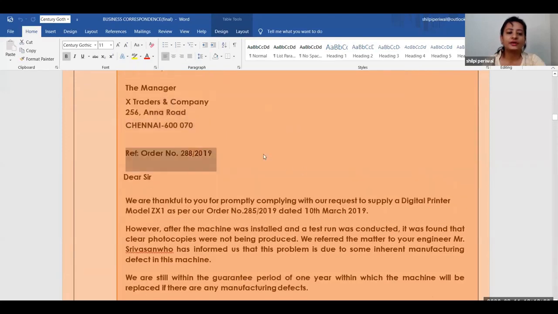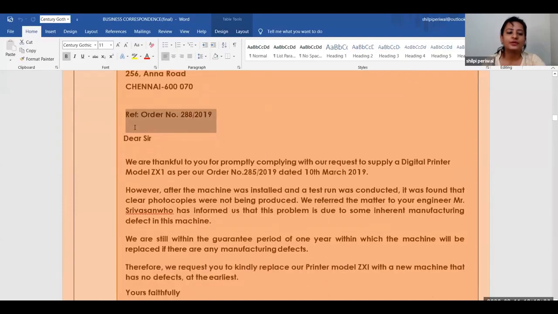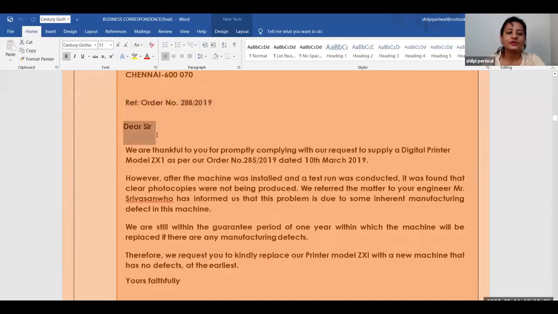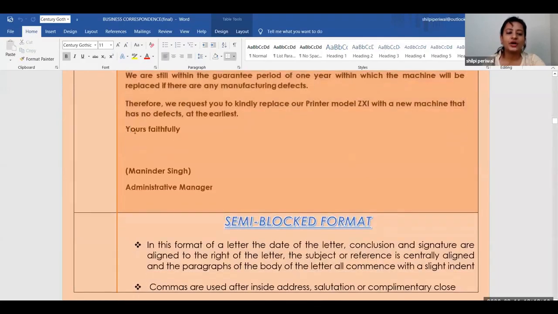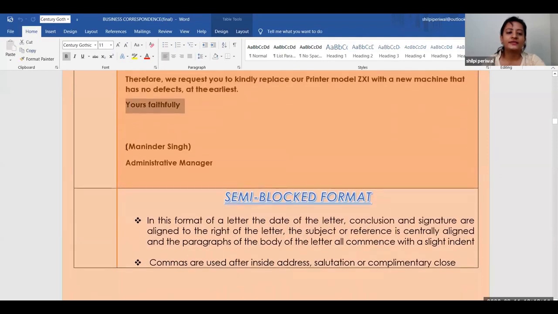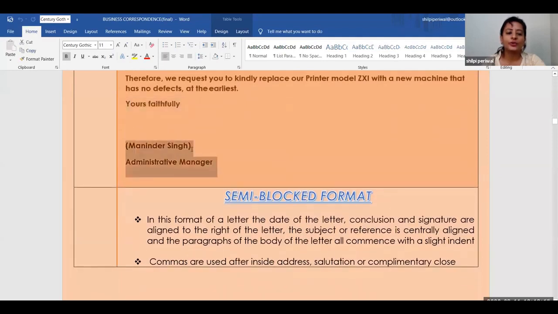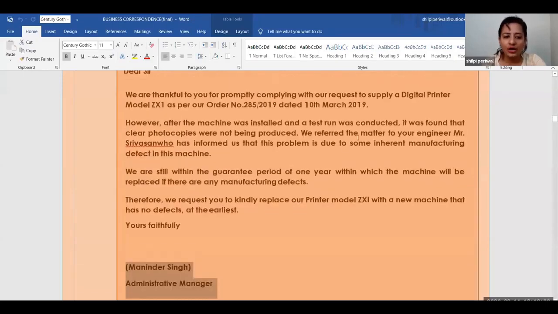This is again your reference number. This is your salutation, the body which is divided in paragraphs. This is your ending thing, and this is the last signature part. Over here, the person can do the signature. So this is a blocked format.